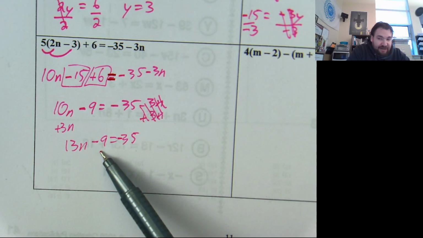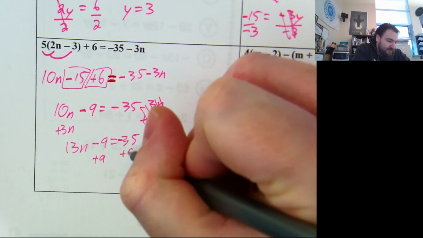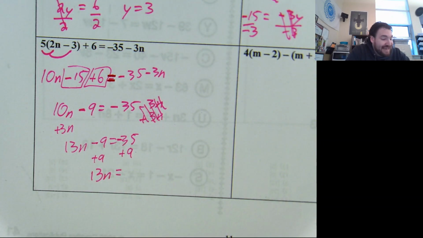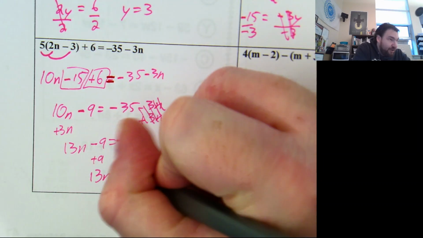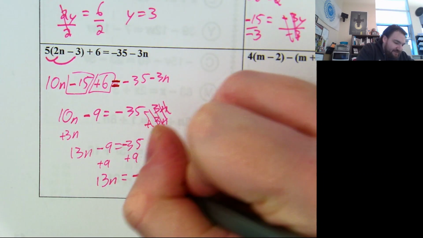What do we want to do to get rid of the negative 9? Yeah, we're going to add 9. So we're going to get 13n equals, what is negative 35 plus 9? It's going to be negative... And Dakota, you said? It is, in fact, negative 26.